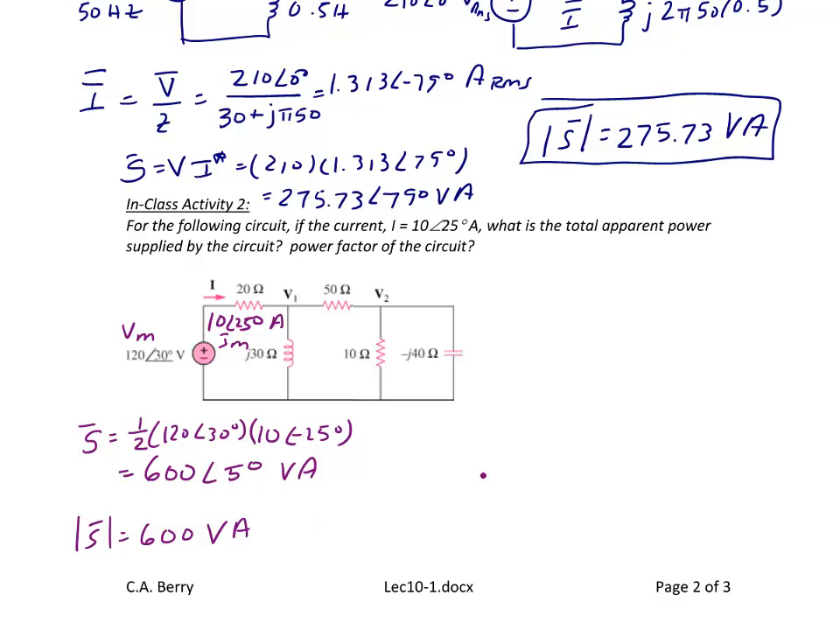So now let's find the power factor. The power factor angle is 5 degrees. So the power factor is the cosine of 5 degrees, which is 0.996. Remember, you always must put either lagging or leading. Since my angle is greater than zero, that would be lagging.